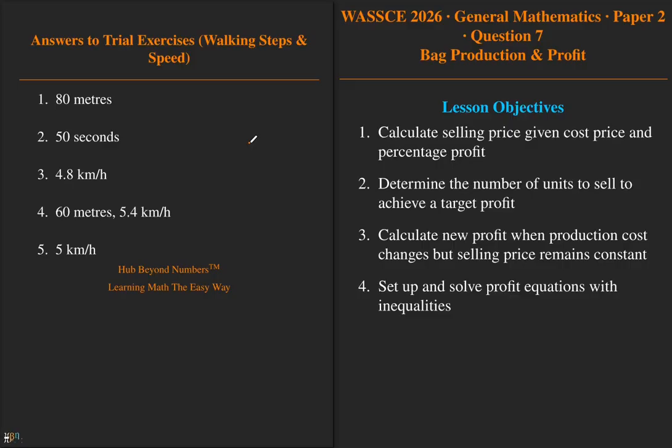In this lesson, we are looking at question number 7 of the WASSCE 2026 Mathematics Paper 2. By the end of this lesson, you should be able to calculate selling price, given cost price and percentage profit. You should be able to determine the number of units to sell to achieve a target profit. You should be able to calculate new profit when production cost changes, but selling price remains the same. And you should be able to set up and solve a profit equation with inequalities.